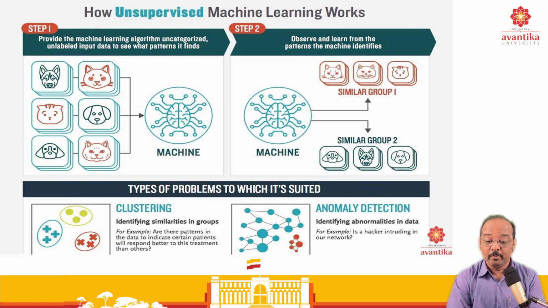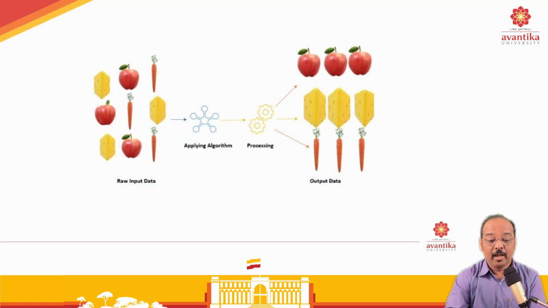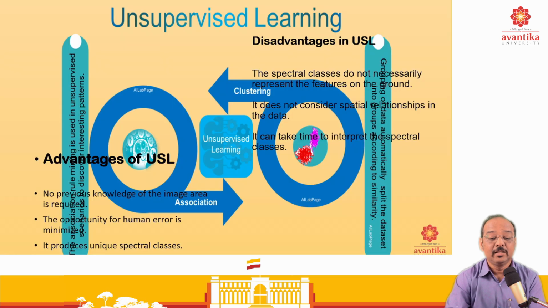Detection of abnormalities in the data is also another example, or another feature, of unsupervised learning. We can see supervised learning has the drawback that anomaly detection is somehow not possible, but in unsupervised learning it happens beautifully. So raw input data, applying the algorithm, processing, and getting the segregated or sorted data, clustered data, is an example.